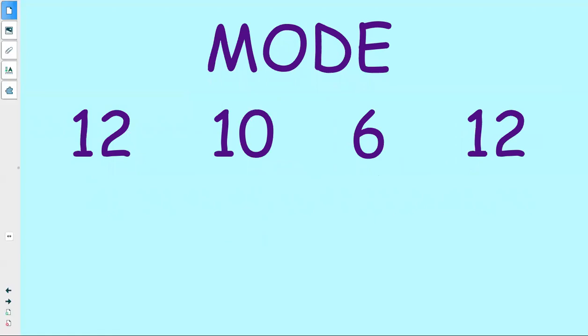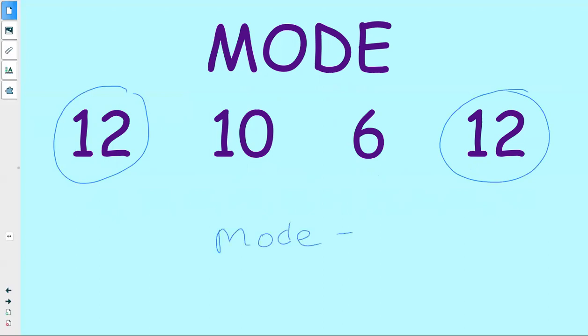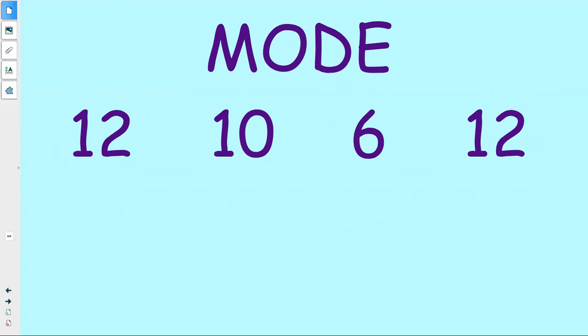This one again, there's only 4 values in this data set. Again, very easy to see that the number 12 appears the most often. So the mode in this data set is 12. Next.